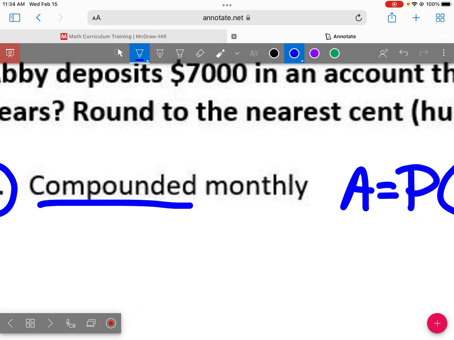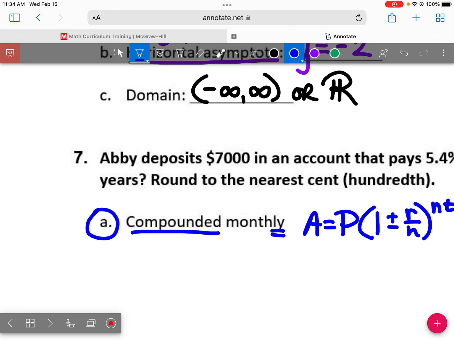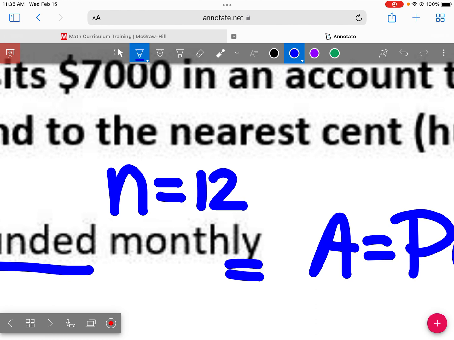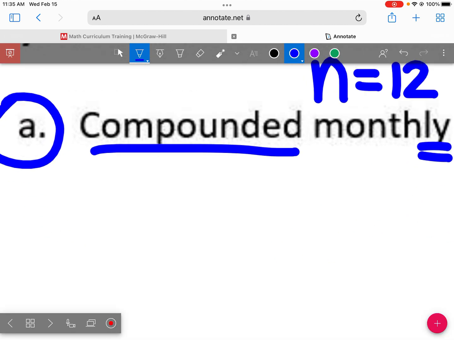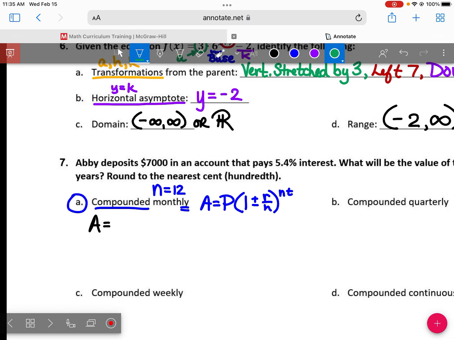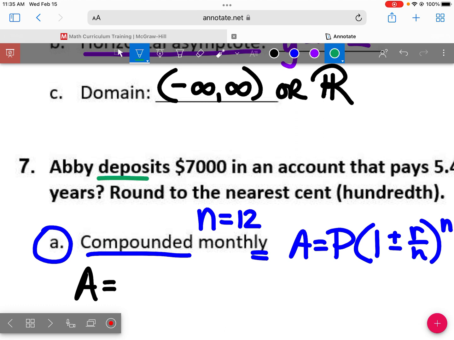It says compounded, and then it's followed by monthly. I've got an LY word back there, but that LY word is not continuously. Since it says it's compounded monthly and we have a formula with N in it, what will my N value be? 12. Remember, it's how many times in a year it happens. Compounded monthly. How many times in a year is it happening if it's happening monthly? 12. Yep. All right, so A equals, what are we using for P? 7,000.